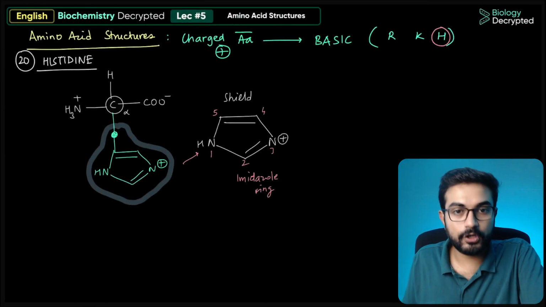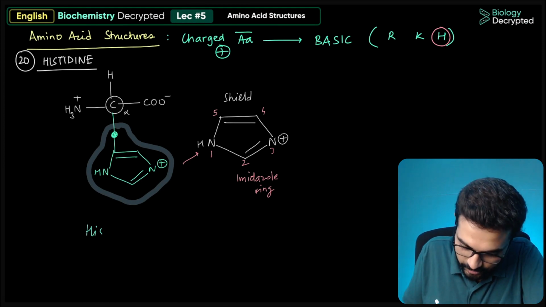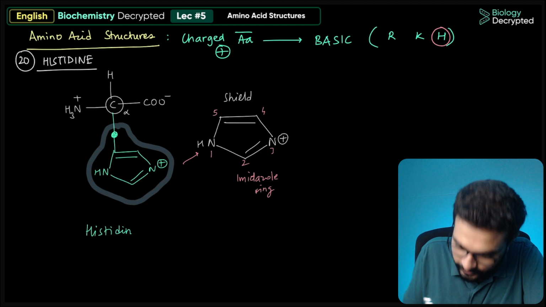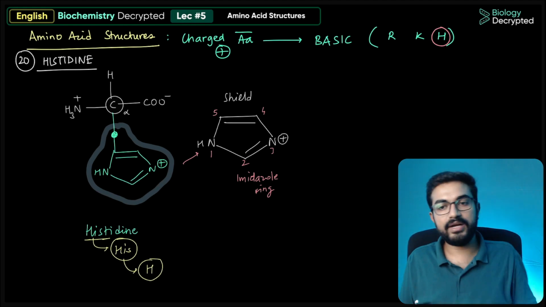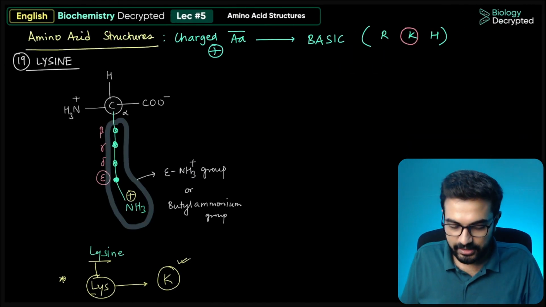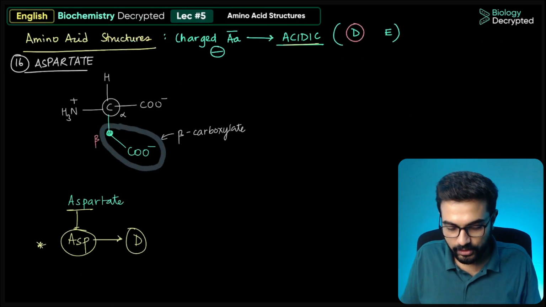Moving forward, if we talk about histidine, now this is very plain and simple here. For histidine, the first 3 letters are HIS, and the 1-letter code is H. The 1-letter code is H. So these are all the 20 amino acids, and you can actually see all the 20 amino acids.